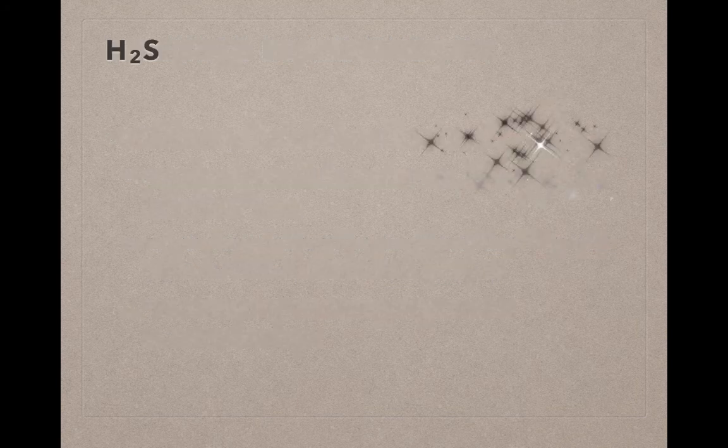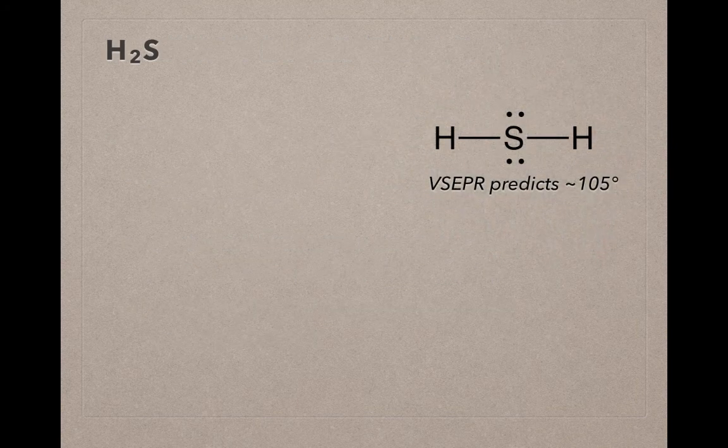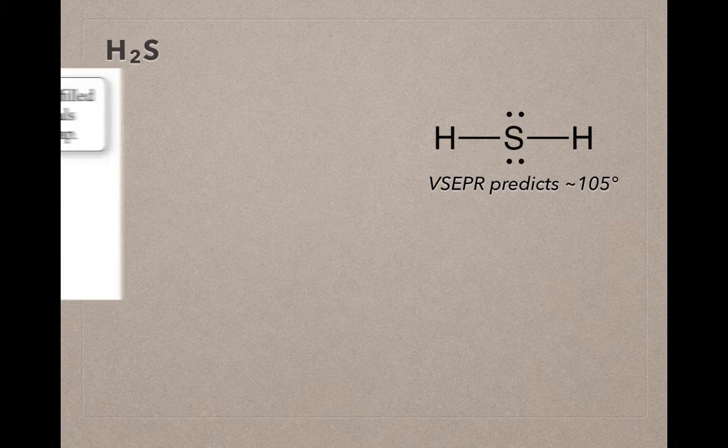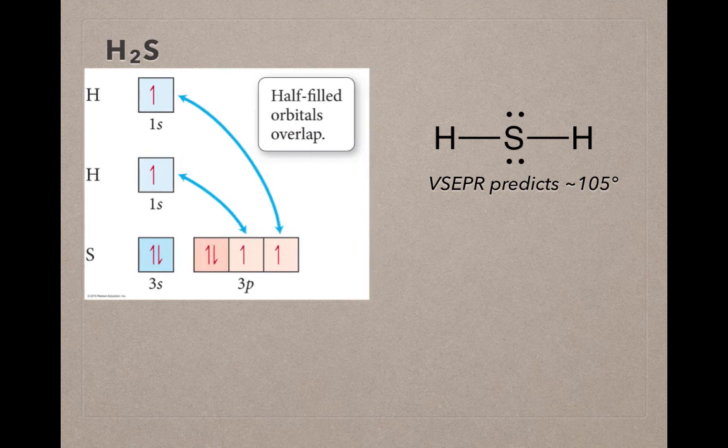Let's look at the molecule H2S. If we do the VSEPR model there, we see that we've got two bonding pairs and two lone pairs, and the VSEPR would predict an angle of about 105. Well, let's take a look at our orbital diagrams for each of our atoms here. We've got our sulfur atom there, 3s2, 3p4. We've got two lone electrons there. We've got our hydrogen with the two 1s's there, and they each have just a single electron there.